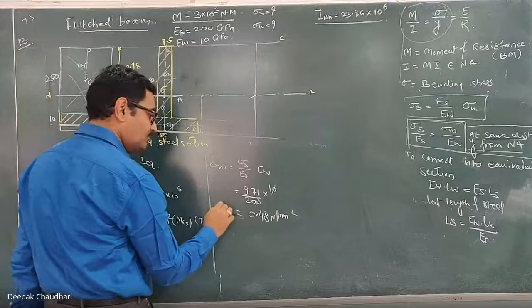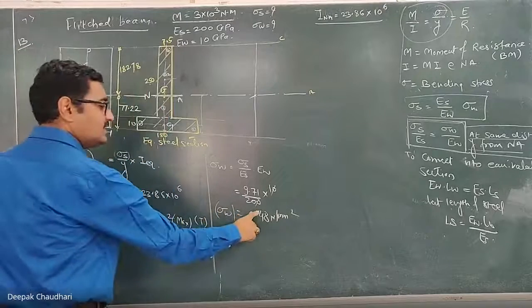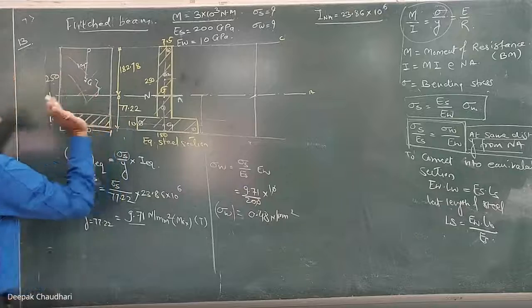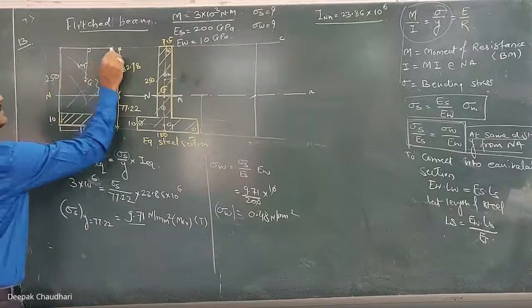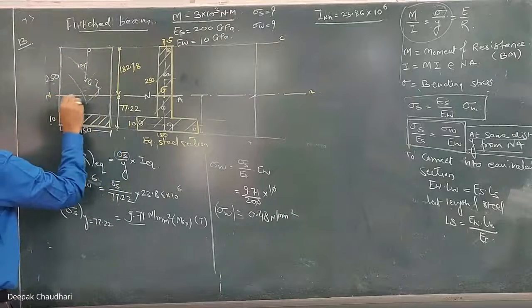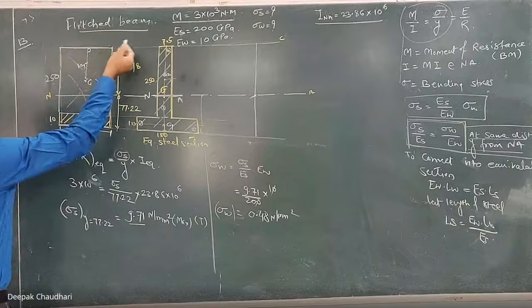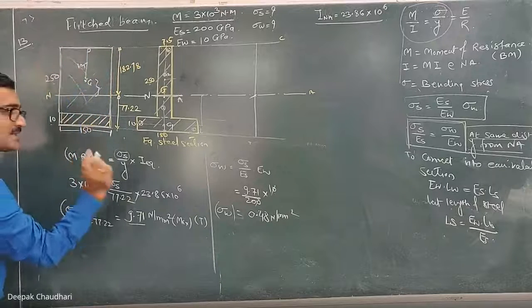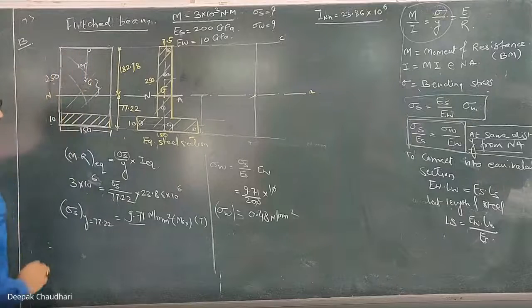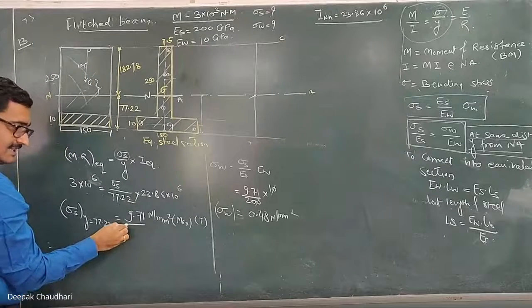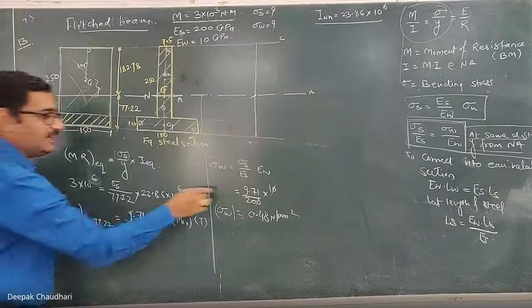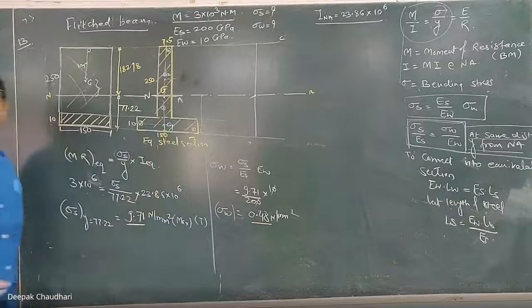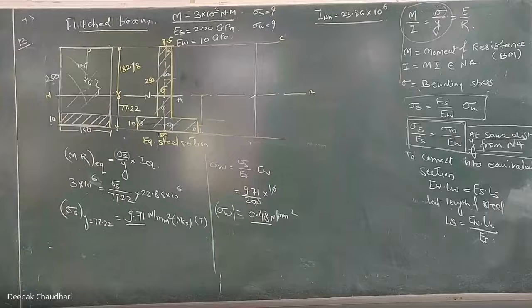This is the stress in the wood in which layer? Is it the stress in the wood in its extreme layer? The extreme layer of the steel is at a distance of 77.22 from the neutral axis. This is the extreme layer of the wood. The maximum stress in the wood will be at this layer. This is the maximum stress in the steel. If this is the maximum stress in the steel, will it be the maximum stress in the wood? Tell me, this 0.48 Newton per millimeter square stress, which is induced in the wood, in which layer?